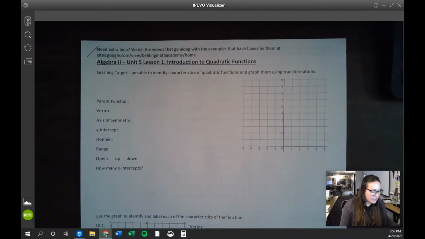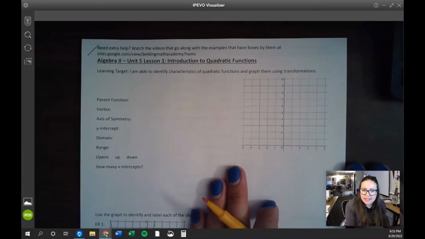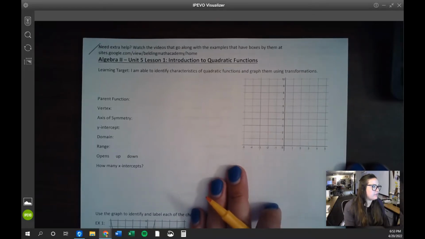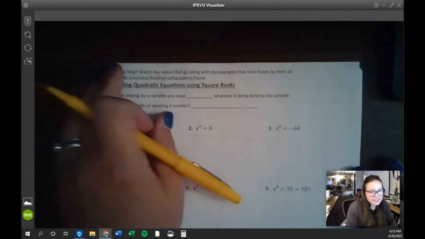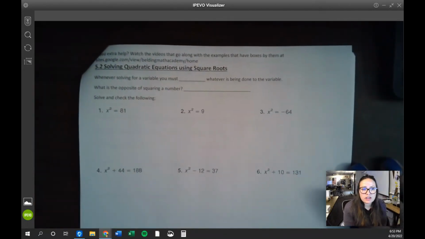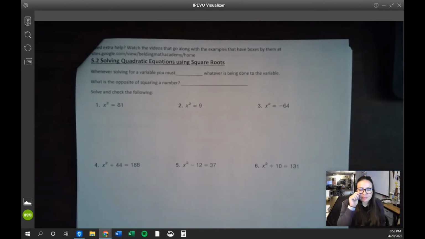All right, we are going to get started with Unit 5. So you should have the Unit 5 packet. And for today's video, we are actually going to be going a couple pages in to page 5. And we're going to be starting with Lesson 2. So find page 5, Lesson 5.2.